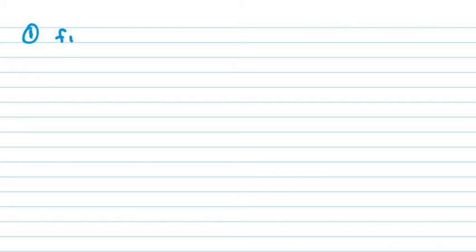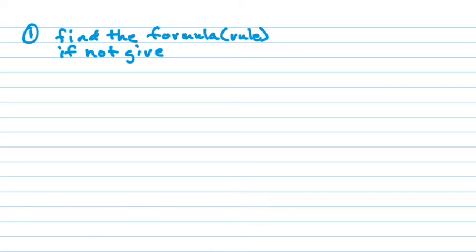First, find the formula, which is the same thing as a rule, if not given. Most of the time, they're going to give you the formula, but occasionally you might have to write the formula. Remember, that's just to find the common difference, kind of thing, and then find out if there's anything you need to add or subtract.